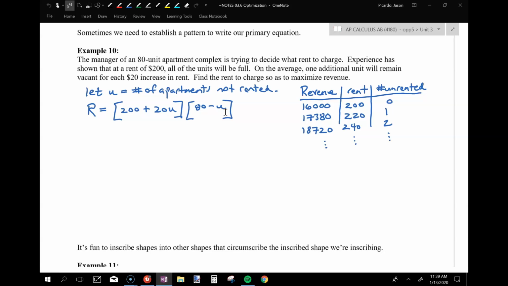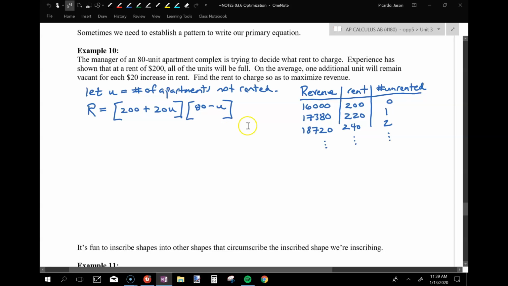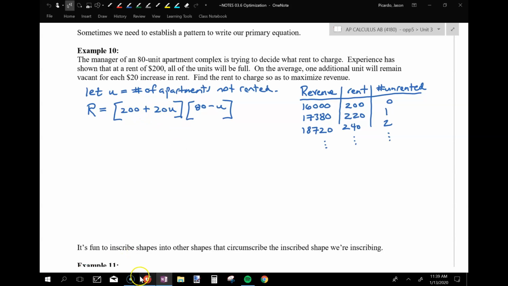And there's an equation. Guys, not saying that's the only way to do it. There are probably others. This is the way I chose to do it. So I have 200 plus 20U.